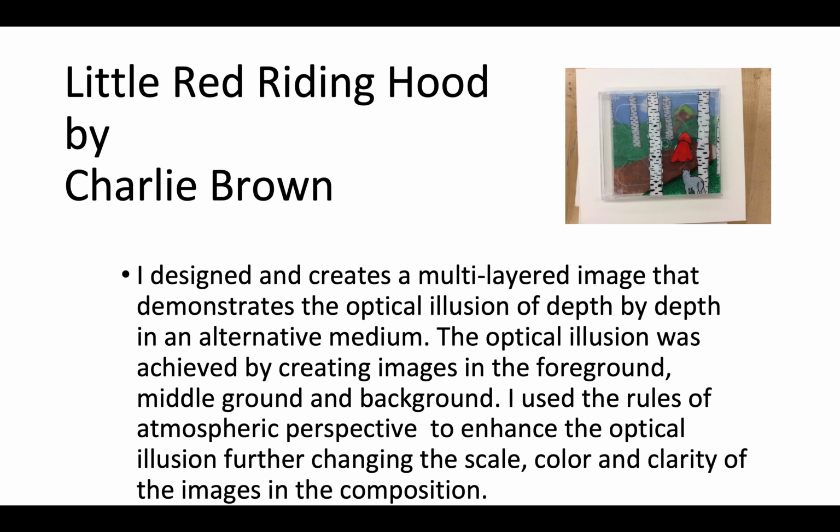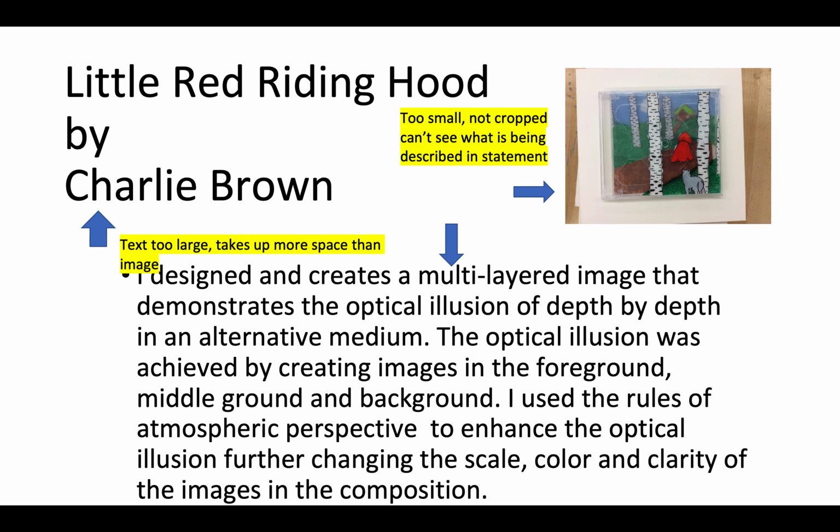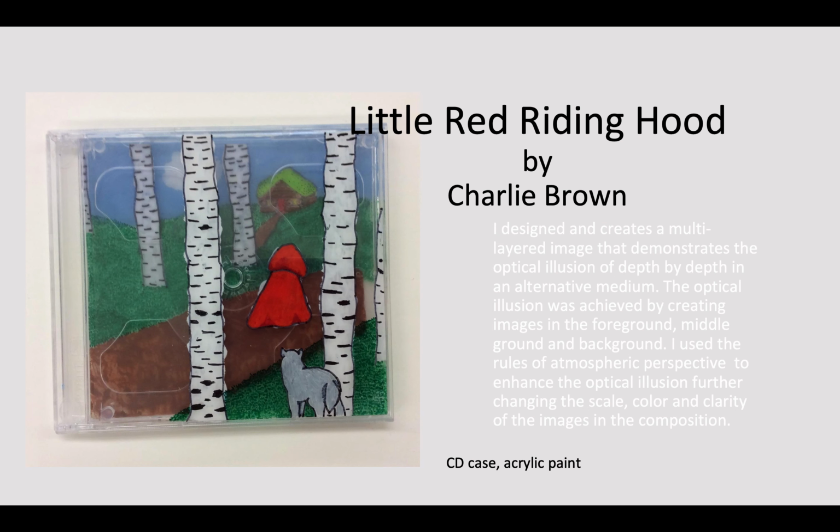When we're looking at this example, there's a couple things that are a little bit unsavory about it. So first of all, the picture is too small. It's not cropped, so we can't really see what's being described in the artist statement. The text is too large. It takes up more space than the image, and there's no media listed. And make sure that you proofread your artist statements.